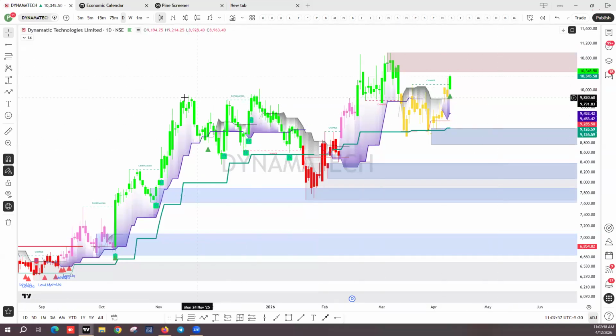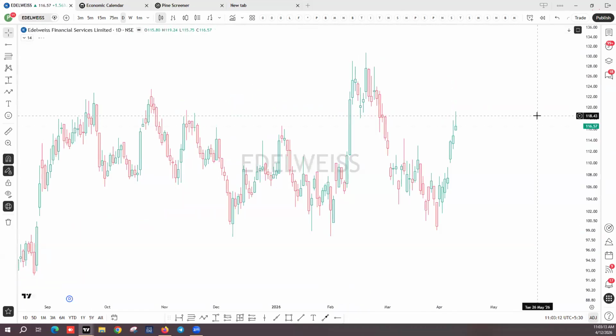Dynamatic Technologies. So there was a breakout here. Price came down. LPS is here. This is the LPS for this breakout. So it has not hit the breakout stop loss.